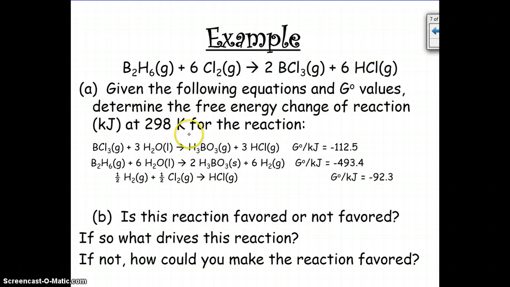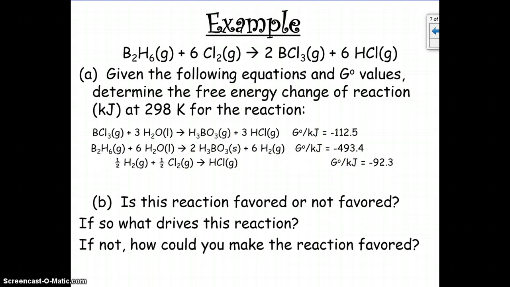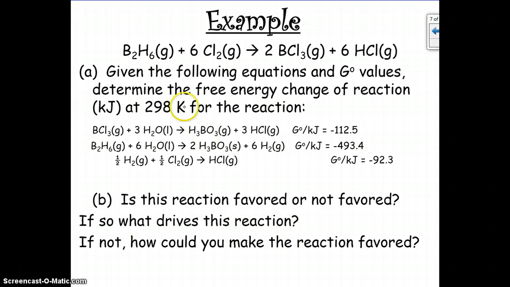All right, so let's just start looking at a few examples. So here we have some equations, and we're given Gibbs values for those reactions, and we're asked to determine the free energy change of this reaction, okay? Now, Gibbs allows us to calculate the same way that we did with delta H, where we can combine these equations, flip signs, multiply, do whatever we got to do to be able to manipulate these to make this back, okay?